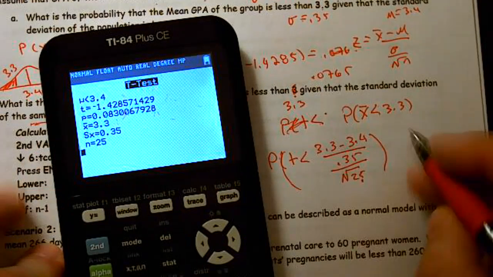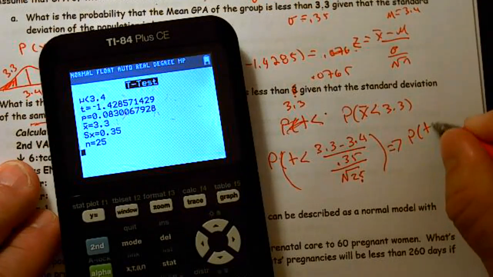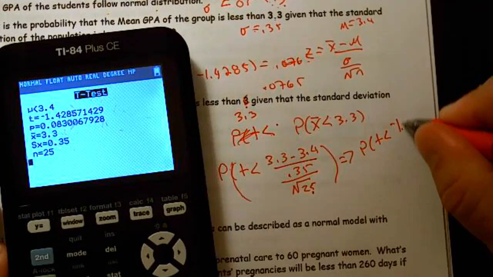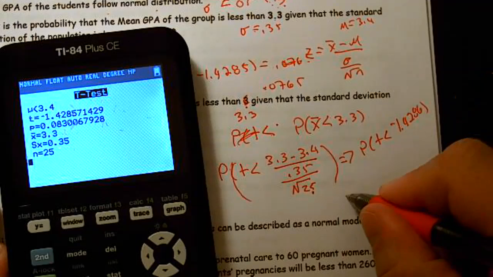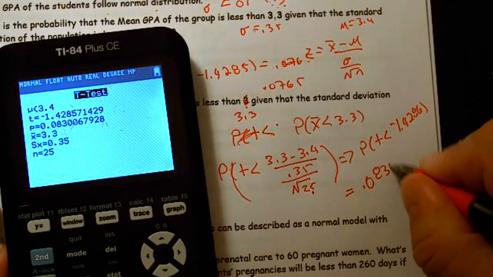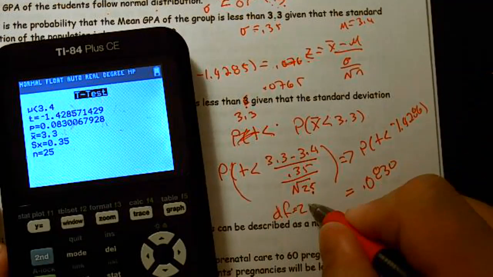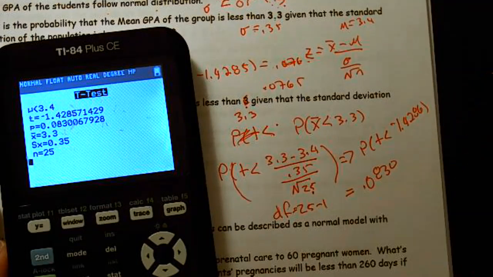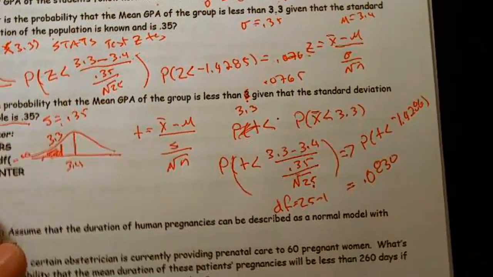So we have the probability that t is less than negative 1.4286 equals 0.0830. And by the way, the degrees of freedom here is 25 minus 1. All right, 25 minus 1 degrees of freedom. All right, so that takes care of that problem.